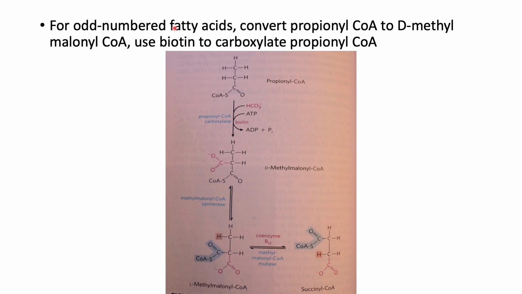If you have an odd-numbered fatty acid, 15, 17, 19, you convert the propionyl-CoA to D-methylmalonyl-CoA, and biotin, as we had seen earlier, is used to carboxylate propionyl. So here's propionyl, which is a 3-carbon unit. With the biotin and a propionyl carboxylase, analogous to what we saw in the citric acid cycle with ATP utilized, you get a methylmalonyl-CoA right here. So now you've got 4 carbons.